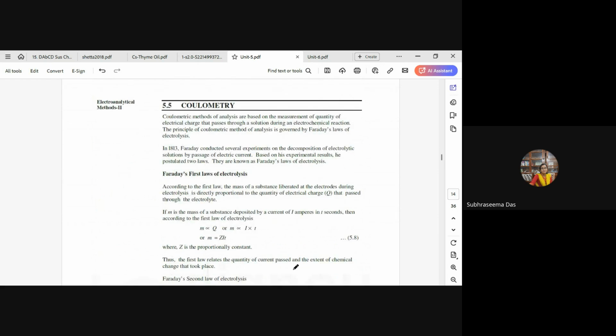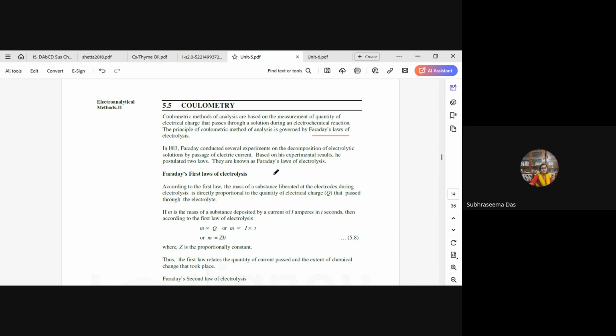Now coming to coulometry. The coulometric methods are based on the quantity of the electric charge that passes through the solution during the electrochemical reaction. The principle of the coulometric method is mostly governed by Faraday's laws. So first we will study what the Faraday's laws of electrolysis are.